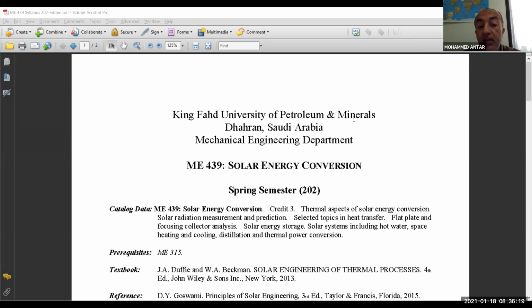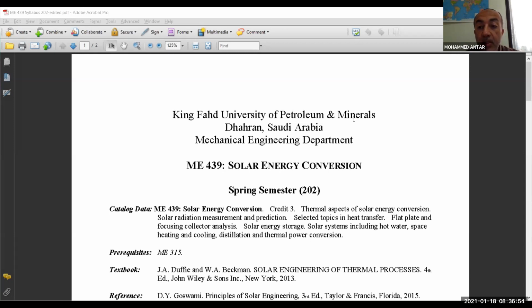Flat plate and focusing collector analysis is an integrated part of the course, because these are the applications of solar energy. And then storage of solar energy is an important topic that we're going to talk about as well. That is covered in terms of storing the heat energy or storing the electric energy in the form of batteries.